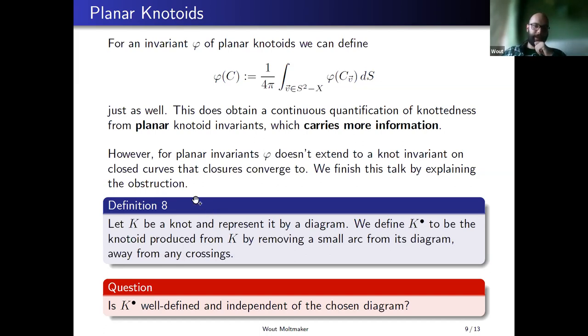So, okay, let's start with associating a knotoid to a knot. So let K be any knot, and we represent it by some diagram. Then we define K bullet to be the knotoid that's obtained from removing a small arc from the diagram somewhere. As long as we do it away from the crossings, anywhere is fine. So right after we remove a small arc, we've added two endpoints to the knot, and so it becomes a knotoid. Okay, that's fine. And now the question is, is this well-defined, by which I mean independent of the chosen diagram and of the place where we remove the arc?